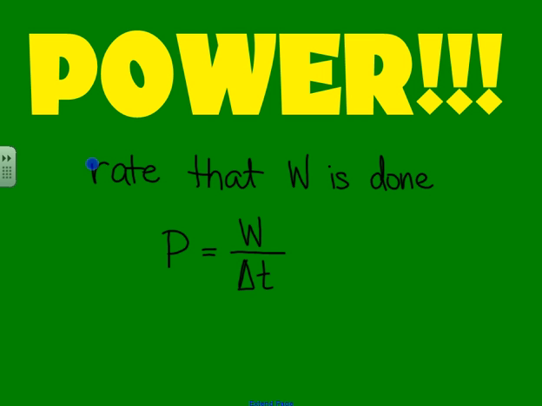Work, we know, can be measured in newton meters or in joules. Time is in seconds. We actually have a new unit for power. The unit is a watt. 1 watt is equal to 1 joule per second.